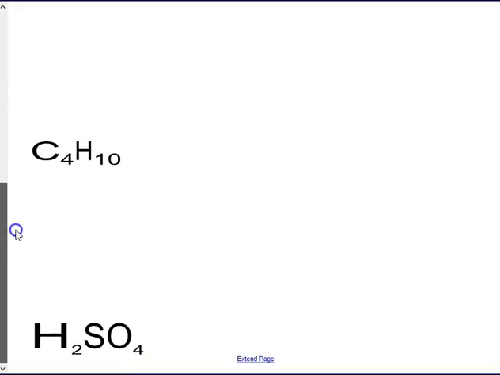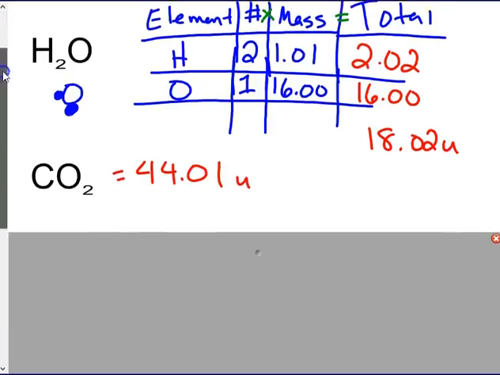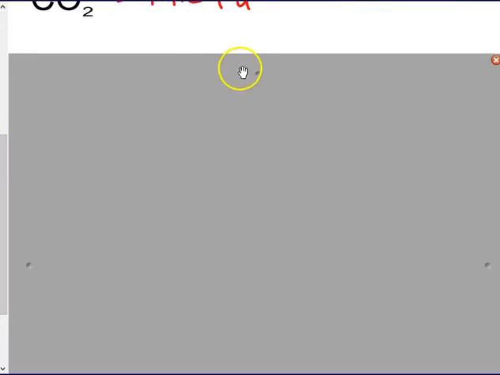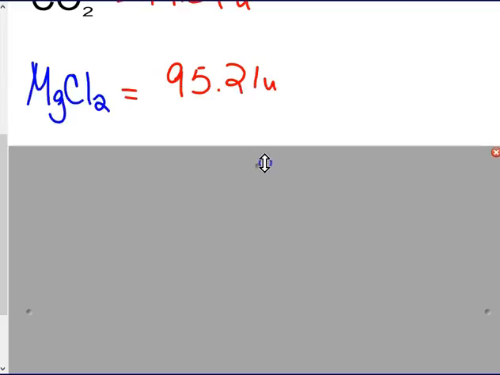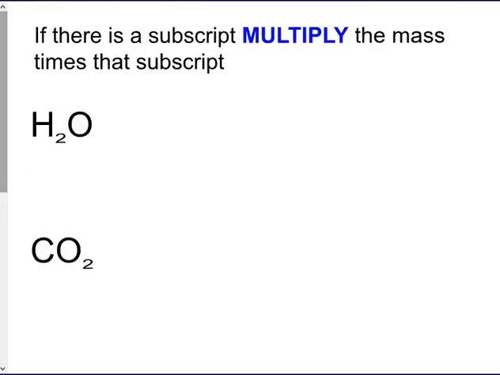Do the same thing for C4H10 and H2SO4 and pause the video. MgCl2 should be 95.21. Oh, I changed the compounds. My bad.